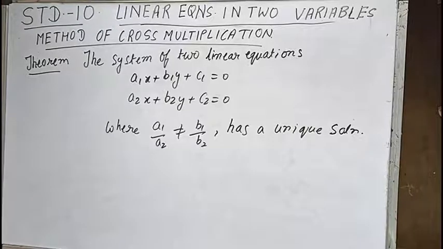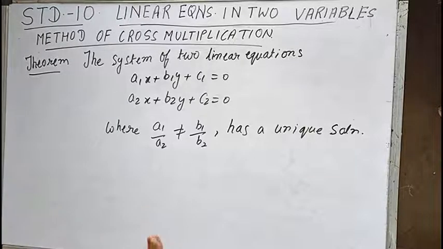Hello students, let us come to the third method of algebraic solution of a system of two linear equations, that is the cross multiplication method. Now let us first derive the formula, or get the format, of the cross multiplication form. For this, let us derive this formula.